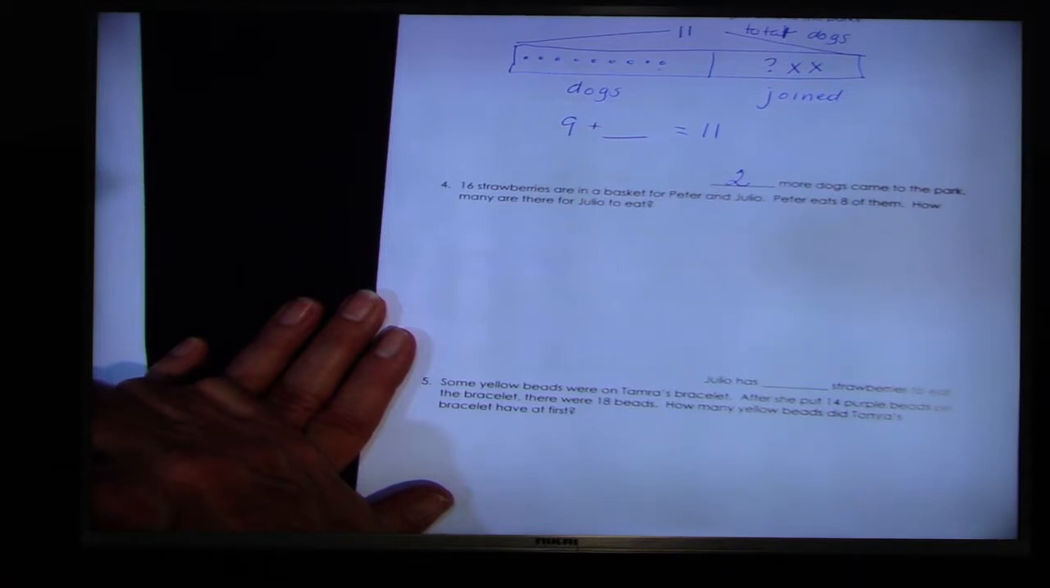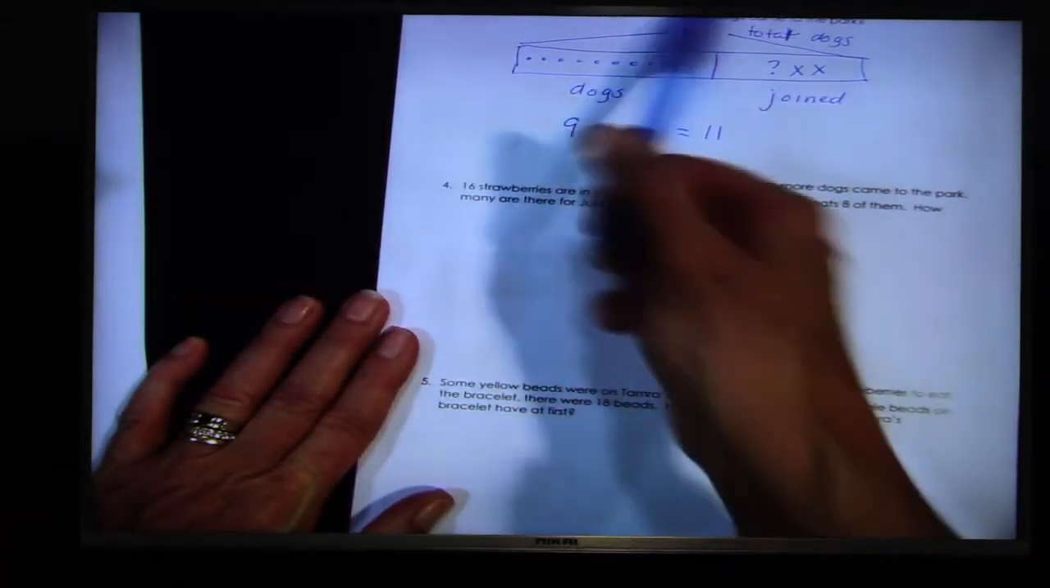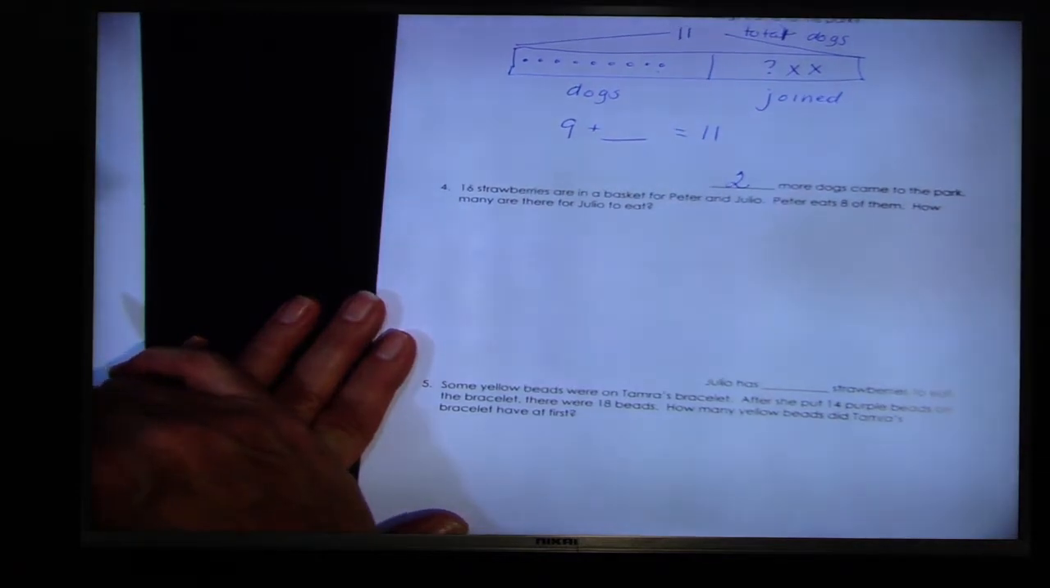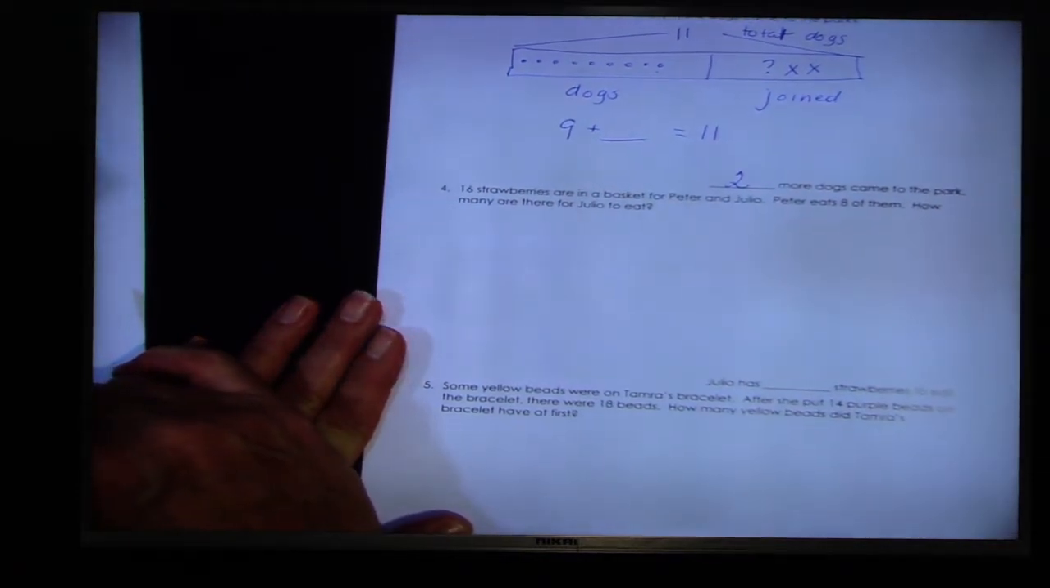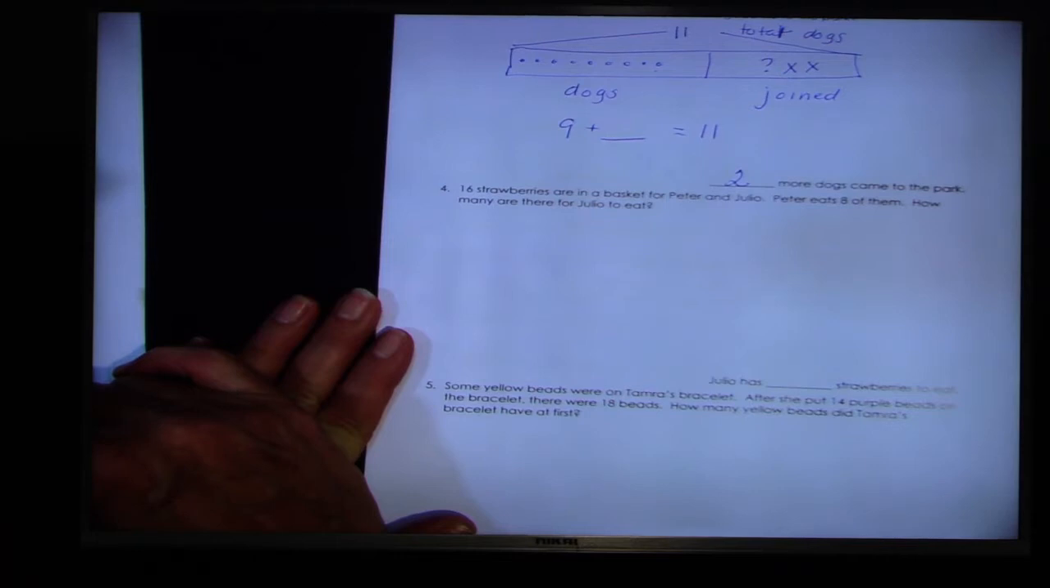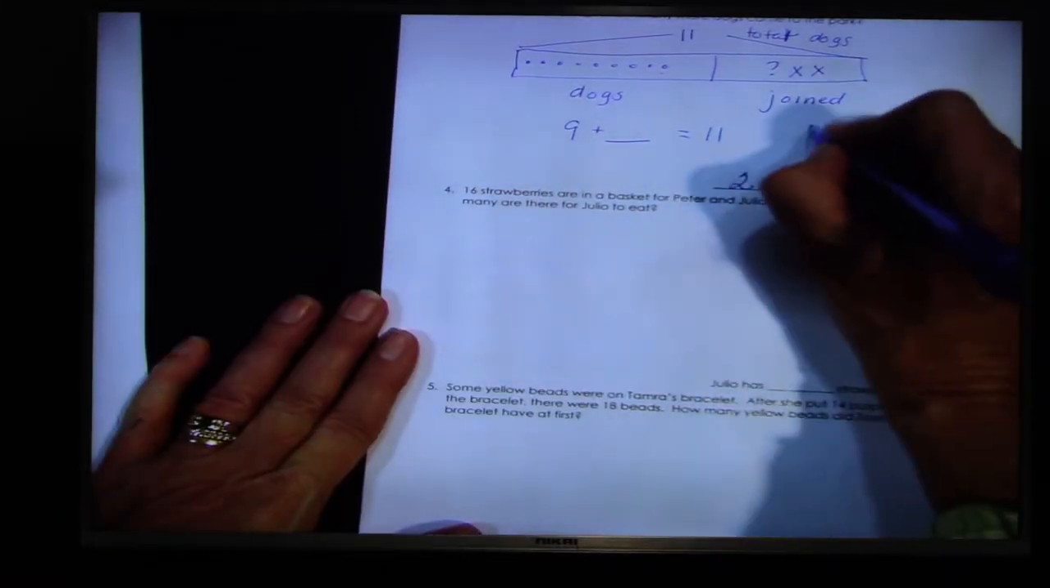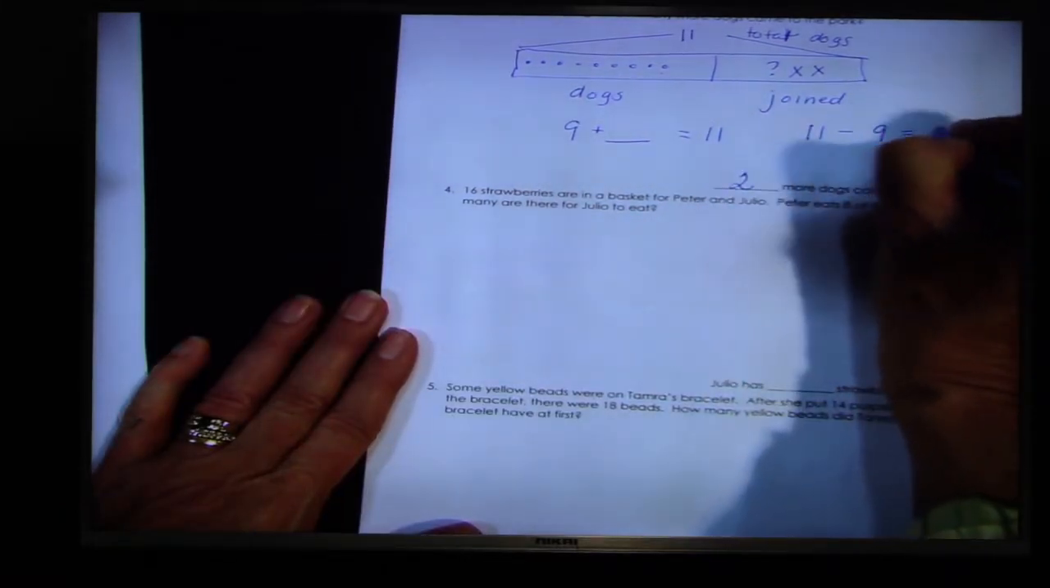The very vast majority of kids, because of the way this story was written, will add up to get to this answer, because that's what's happening. That's the mind movie that you're making. Is this also a subtraction problem? Yes, to those of us who have a lot more experience in math. This could also be 11 minus 9 equals 2.